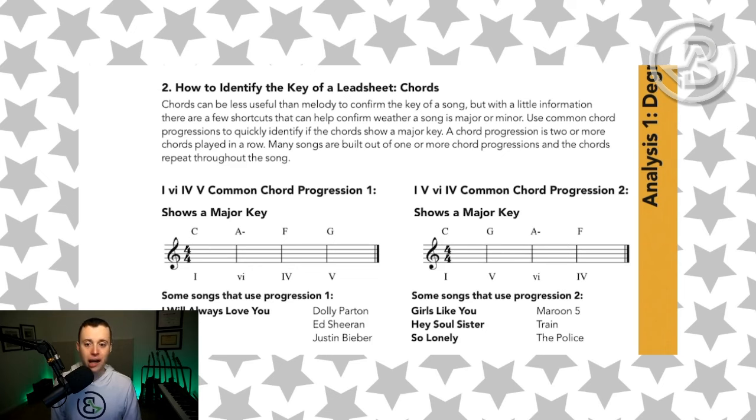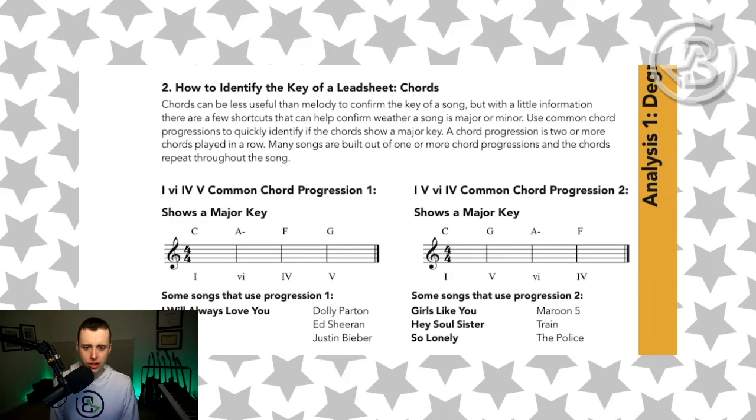You're going to use common chord progressions to quickly identify if the chords show a major key. Basically, what we're trying to do with these common chord progressions is get a very quick read and say, okay, can we quickly, right now, just say this is major? And if there aren't any common chords, then we're just going to look at all the chords and from there try and factor the chords into our decision.